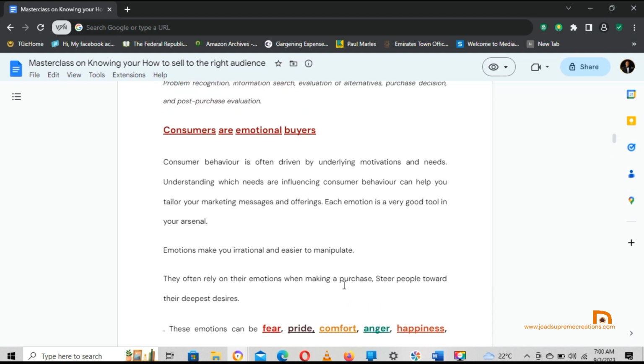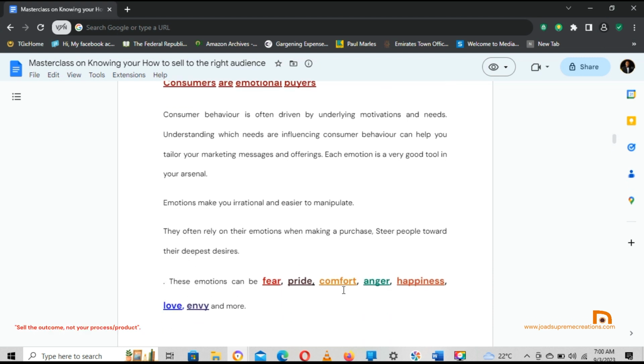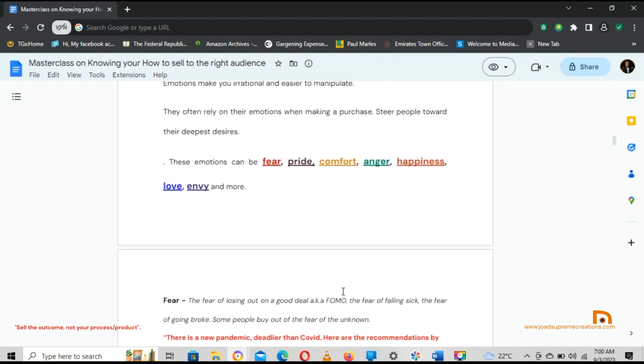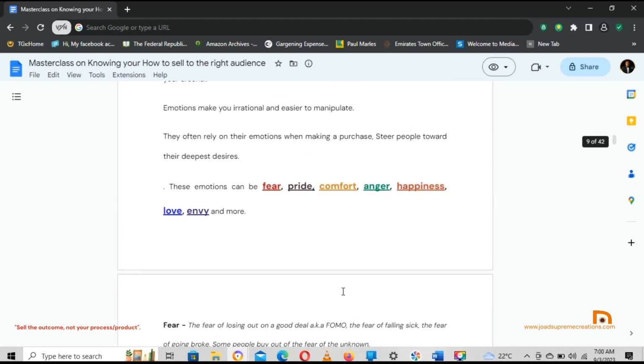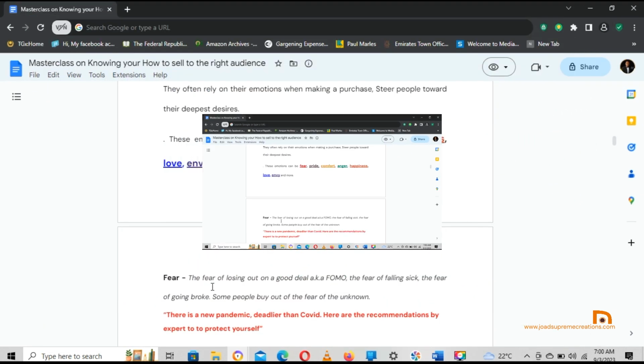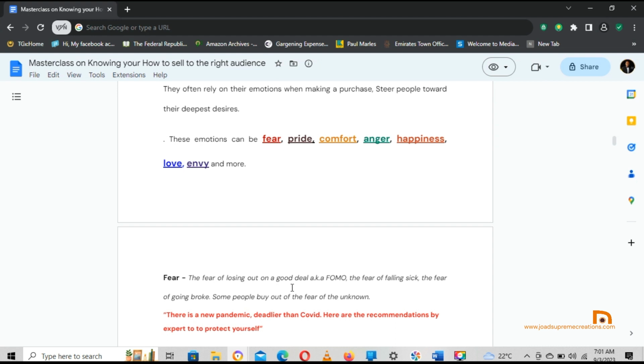You don't sell the process to people, sell the result to them. Now, you understand that better here. Fear: the fear of losing out on a good deal, aka FOMO, the fear of falling sick, the fear of going broke. Some people buy out of the fear of the unknown.